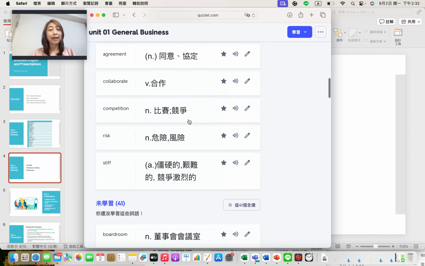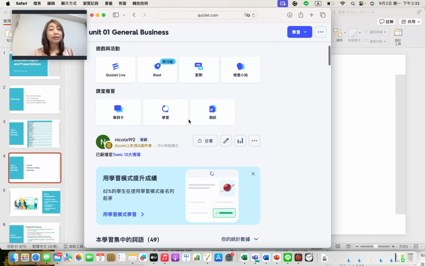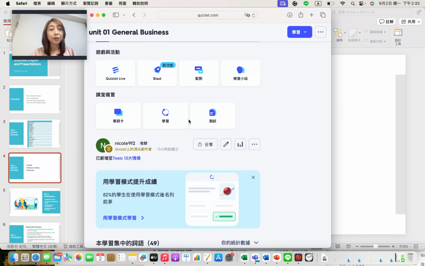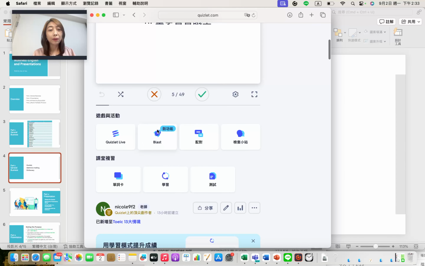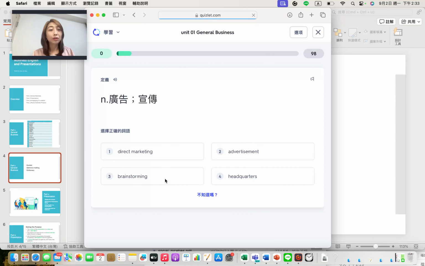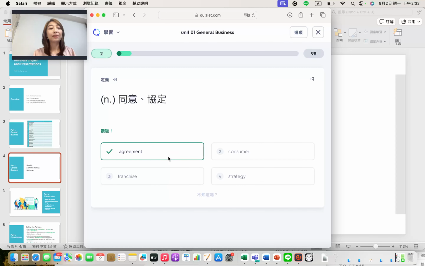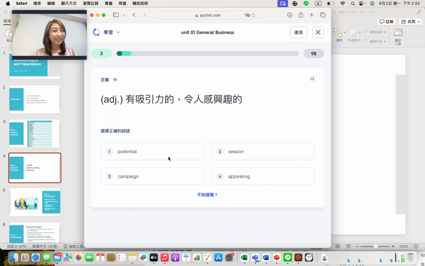所以我们已经打一些单字给大家，大家可以背。那怎么复习呢？ There are many ways you can try. For example, you can try learning. You can just memorize the words. You see, 广告宣传. Do you remember the meaning? Yes, advertisement. Bingo. 同意协定. Do you remember the word? Agreement. Bingo. Isn't it fun?